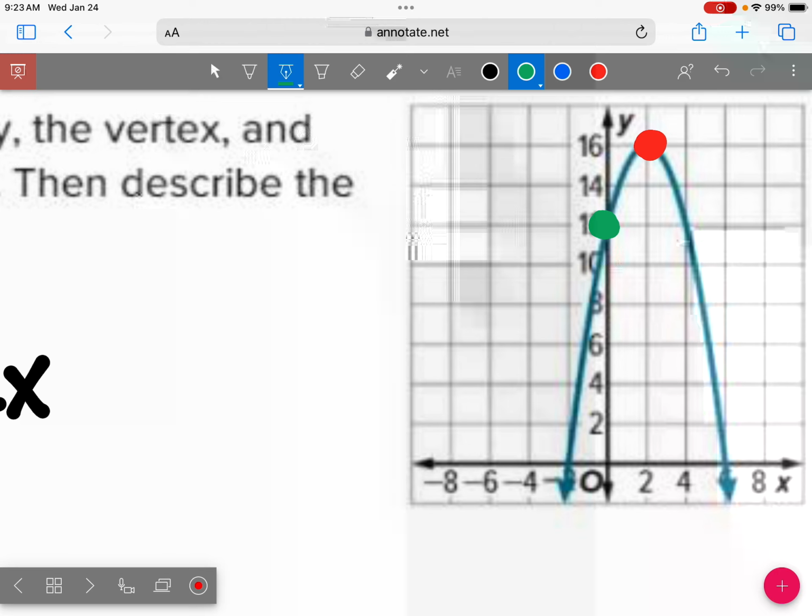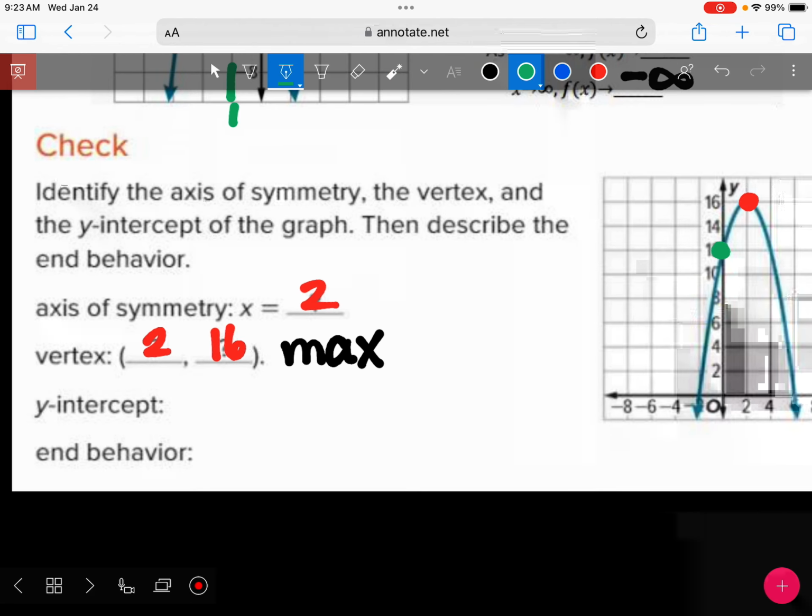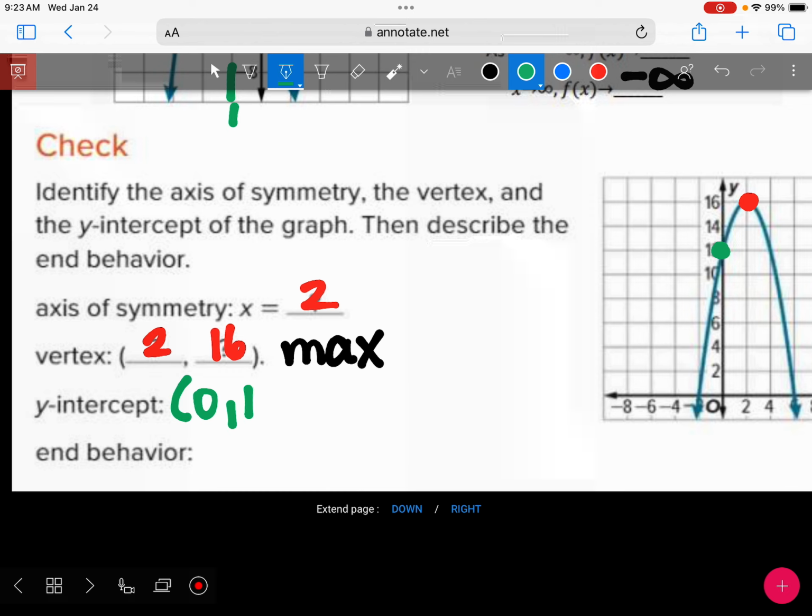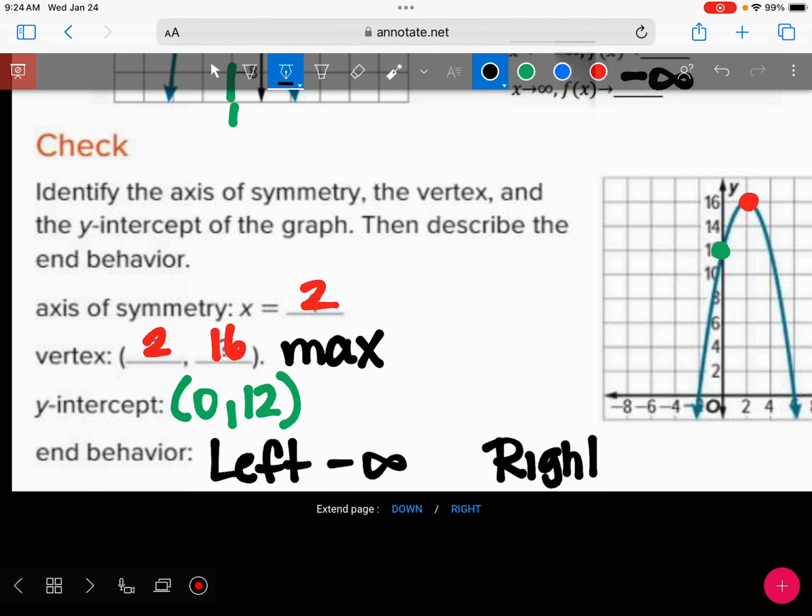Okay, my y-intercept, that's about here. And where does that number look like where I put that green dot? It looks to me like it's about 12. So we're going to write that the y-intercept is 0, 12. And for our end behavior, the left side is going down, so that would be negative infinity, and then the right side is also going down. And that's negative infinity.